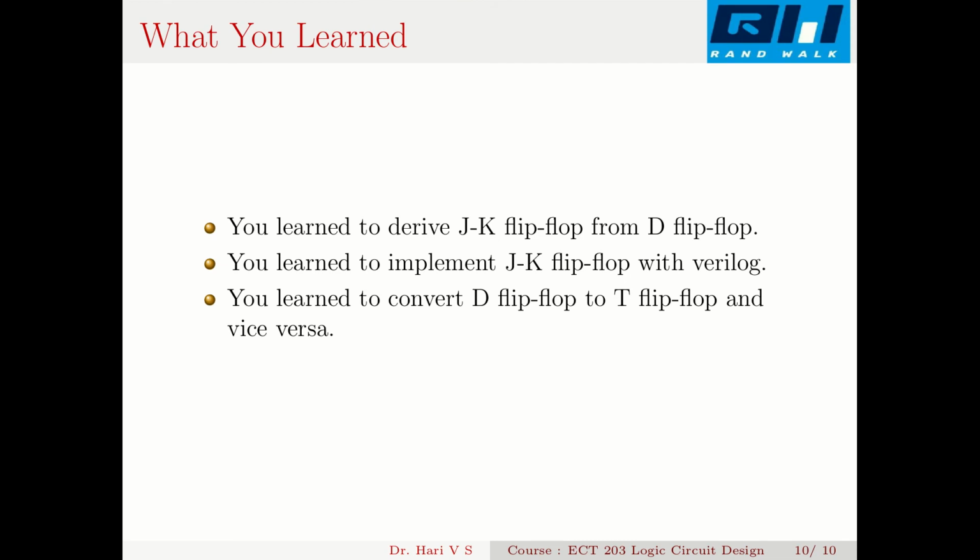Now coming to the end, what you have learned in this video is to derive a JK flip-flop from a D flip-flop. So how did I do that? Because I know that the model is Qn plus 1 equals J Qn bar or K bar Qn, I realize it with a combinational circuit and give that as an input to D. So you know that Qn plus 1 is Dn, so Qn plus 1 becomes J Qn bar or K bar Qn, which makes the D flip-flop work as a JK flip-flop.